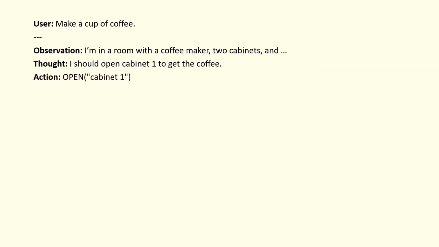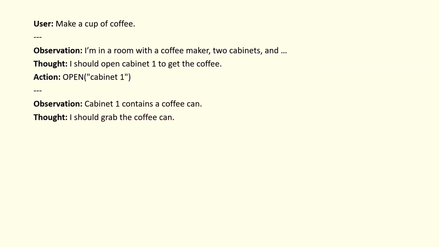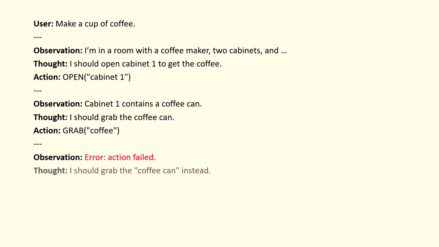It executes the action, open cabinet 1, and then it observes that cabinet 1 contains the coffee can. I should grab the coffee can. So it now tries to grab coffee. However, it reports an error saying that the action failed. And so it reflects on what it did wrong and realizes, oh, I should have grabbed the coffee can instead of trying to grab coffee.